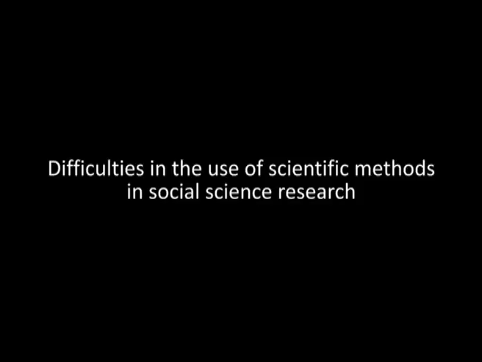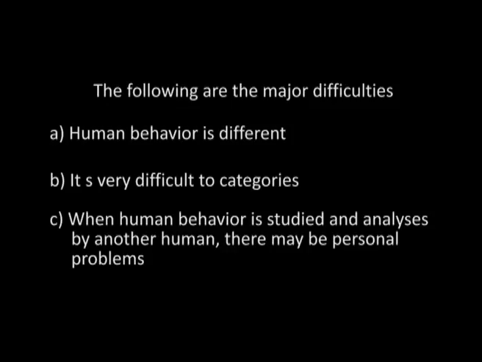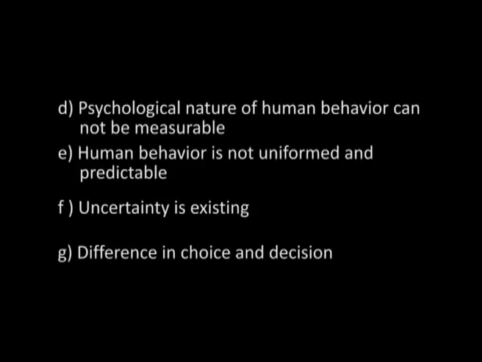Difficulties in the use of scientific methods in social science research. Some theorists argue that scientific method is more applicable to physical or natural sciences, and it cannot be applied to social sciences. The following are the major difficulties. Human behavior is different. It's very difficult to categorize. When human behavior is studied and analyzed by another human, there may be personal problems. Psychological nature of human behavior cannot be measured. Human behavior is not uniform and predictable. Uncertainty exists. Difference in choice and decision.